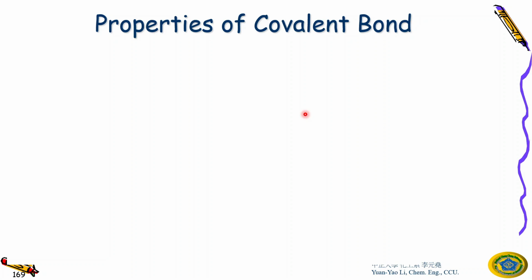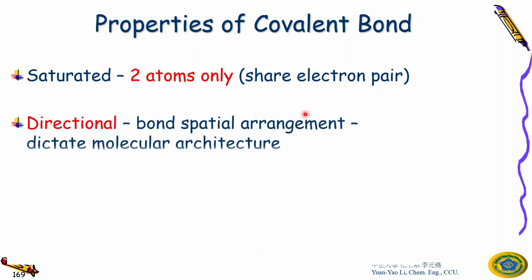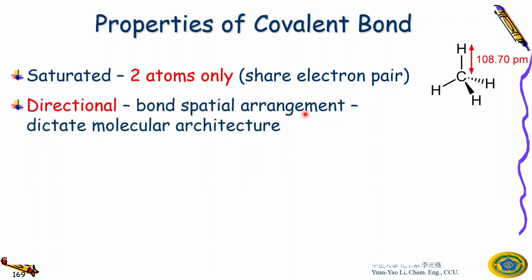Anyway, graphite is very stable, especially at room temperature. Okay, so let's summarize the properties of covalent bonds. The covalent bond is saturated, between 2 atoms only, and they share an electron pair. Again, the covalent bond is directional. You know, this bond has a dipole, right?